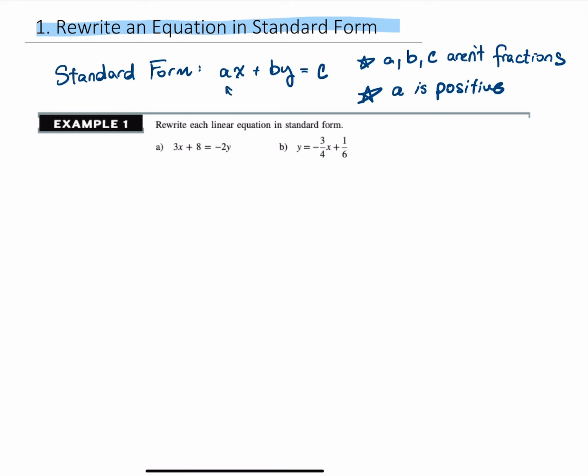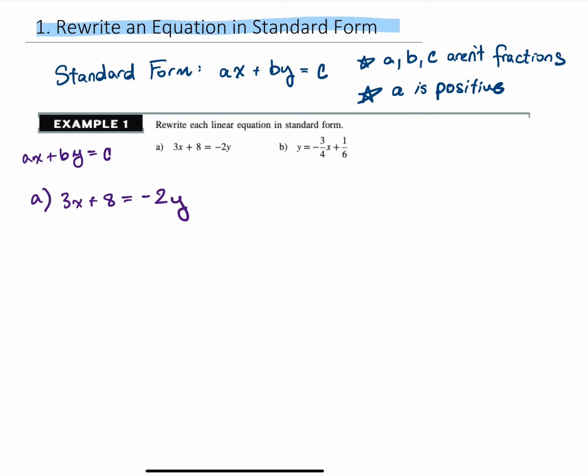So let's practice putting things into standard form. Let's look at this first example. We have 3x plus 8 equals negative 2y. So I want to be in the form ax plus by equals c. I already have the x on the left side, so let's move this minus 2y over, and then we'll move the 8 over to the other side.